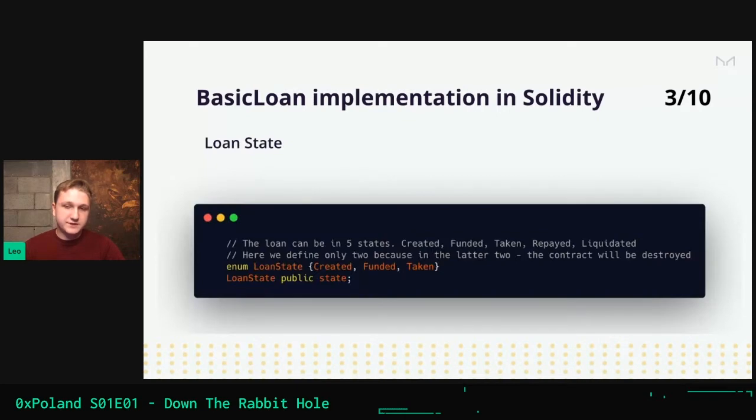We also need the enum for the loan state because there are different operations you can do on this loan. You can fund it, you can liquidate it, you can repay it, and some of those operations are allowed only in some states and not allowed in other states. So we need to track which state we are currently in, and for that we declare this enum. We see that there are 5 states actually: created, funded, taken, repaid, and liquidated. But in the last 2 states, the contract will be destroyed, and that's why we don't describe those states here.